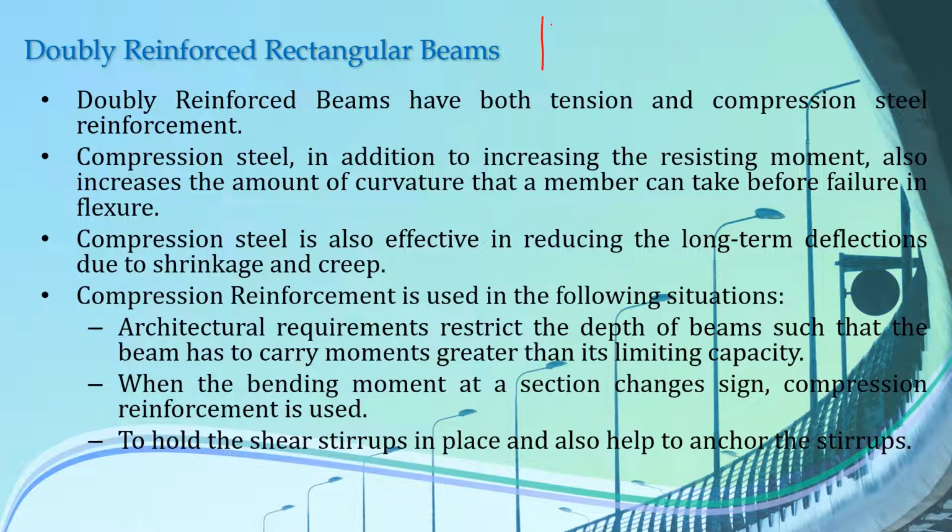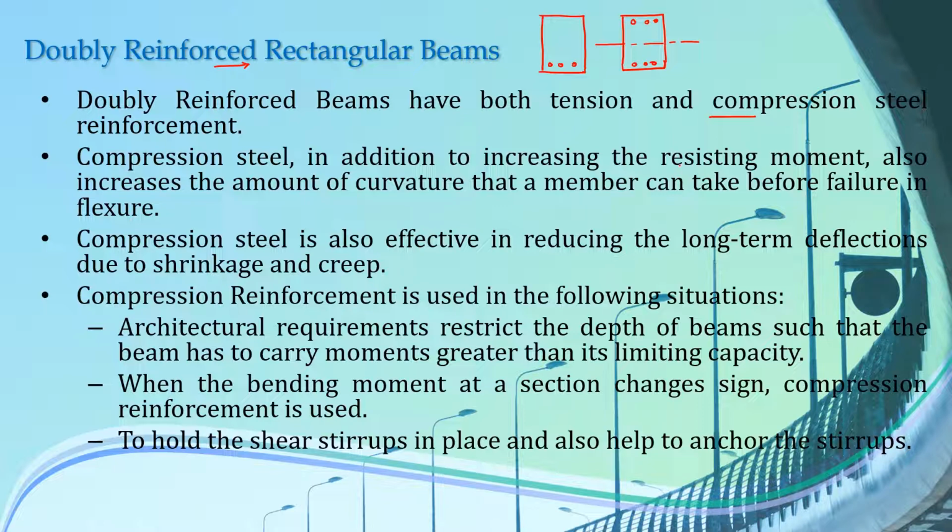A singly reinforced rectangular beam is a beam in which the steel tensile reinforcement is only present in the tension zone of the beam. But doubly reinforced rectangular beams entail those beams where the steel reinforcement is present in both the tension zone and also the compression zone of the beam. So doubly reinforced beams have both tension and compression steel reinforcement.